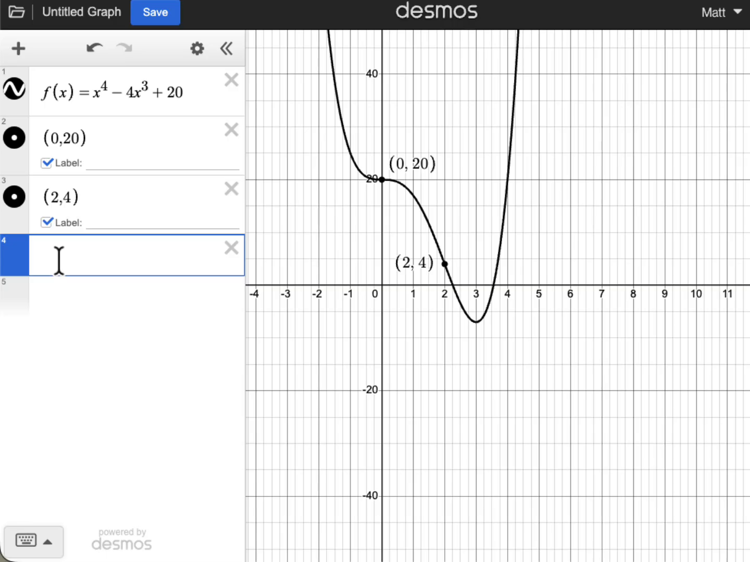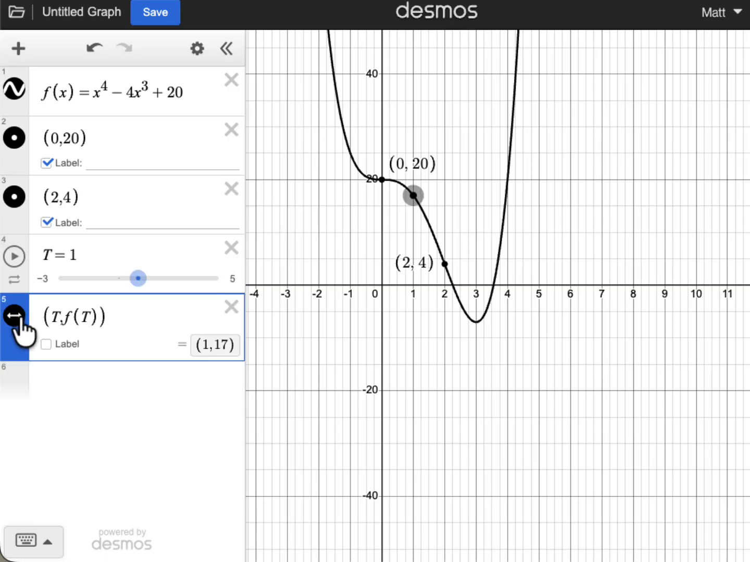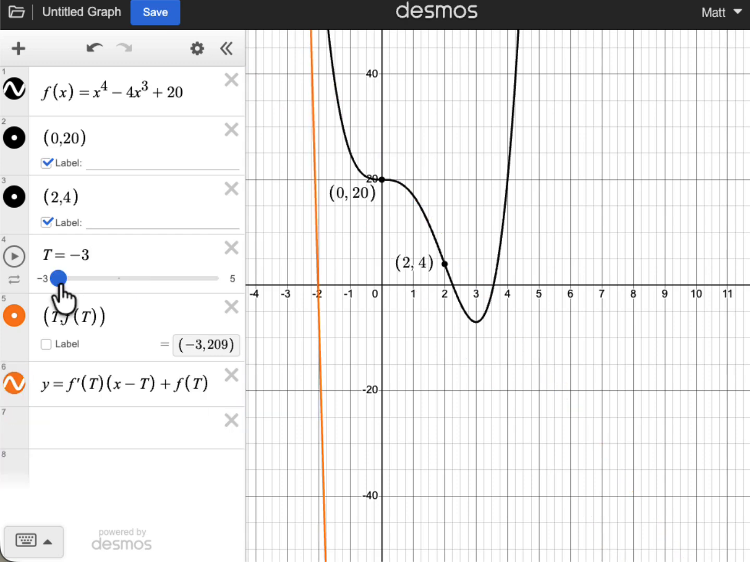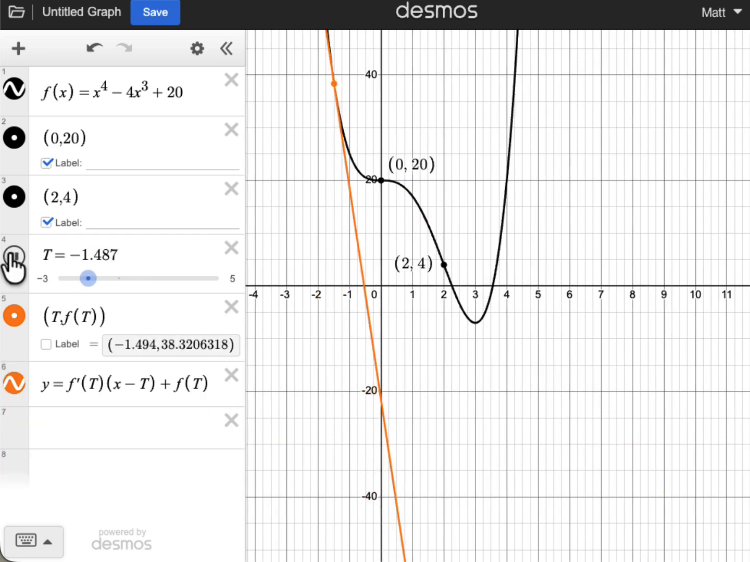I'll create a slider from -3 to 5, an orange point at (T, f(T)), and then the tangent line: y = f'(T)(x - T) + f(T). And we can see that initially the slopes are increasing until we get to a slope of 0, and then they are decreasing until we get to a maximum steepness when x is 2, and then they increase back to 0 and continue to increase forever after that.